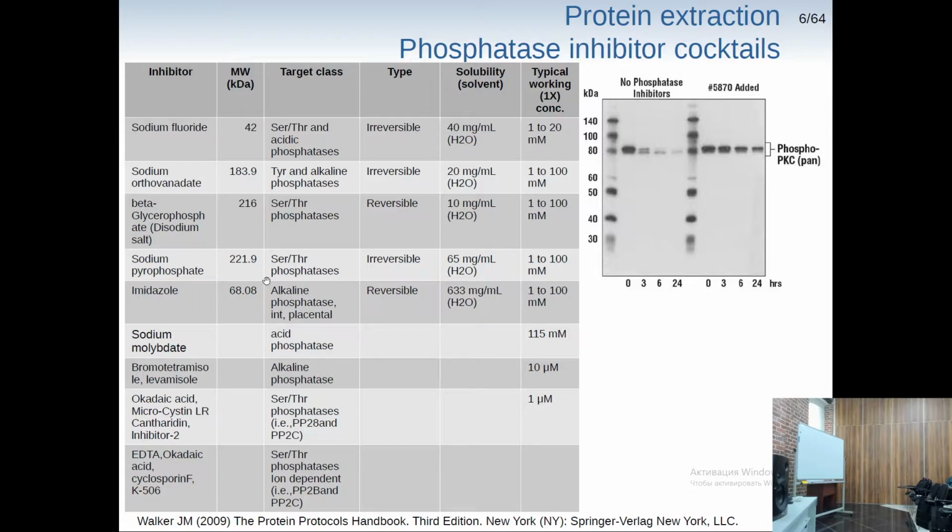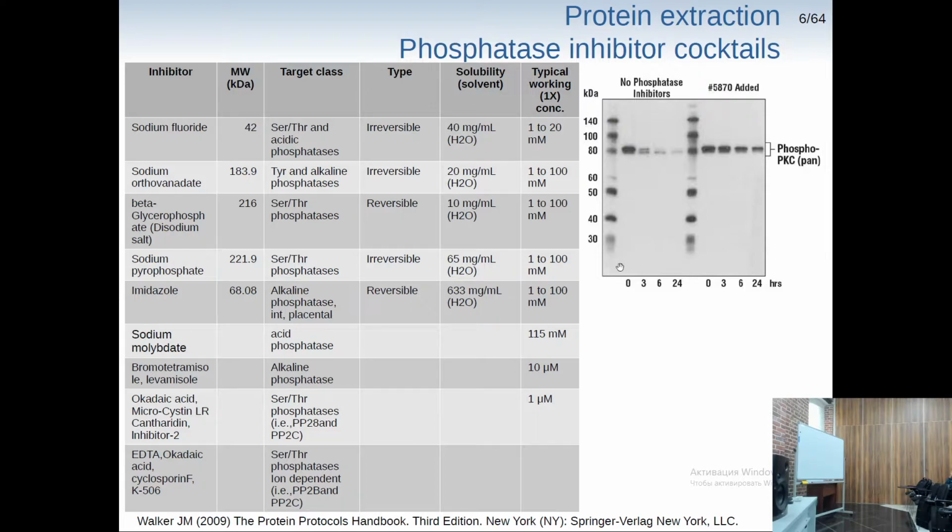So, if you plan to work with post-translation modifications, you have an additional plan to somehow quench those phosphatases. And what will happen if you do not use them? Here we have a Western blot, which uses an antibody to a proteoform of a specific protein, which is phosphorylated. So the antibody recognizes only the phosphorylated form of this protein.